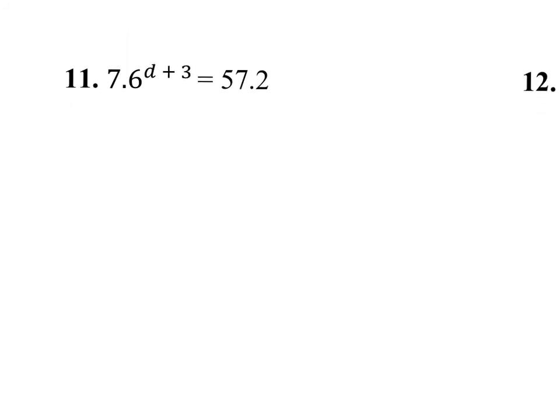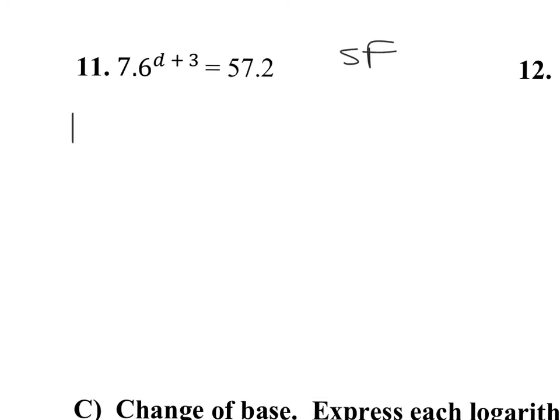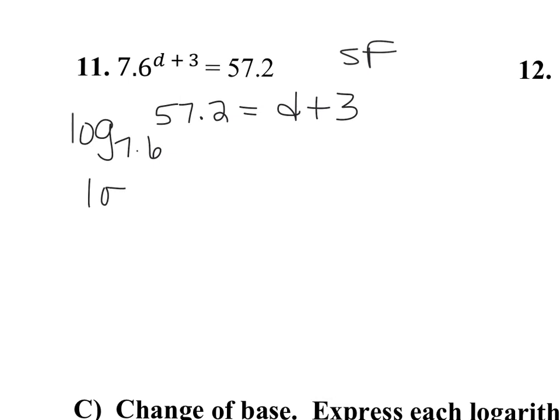I'm going to still do the same thing on number 11. I'm going to switch forms. So we're going to go log. The base is 7.6. Go across the equal sign, gets 57.2. And that equals the exponent, which is d plus 3. So we're going to go log 57.2, which is the number, over log 7.6, which is the base.